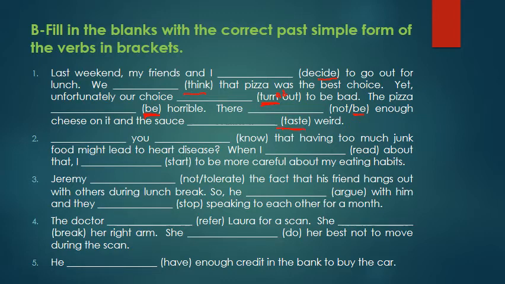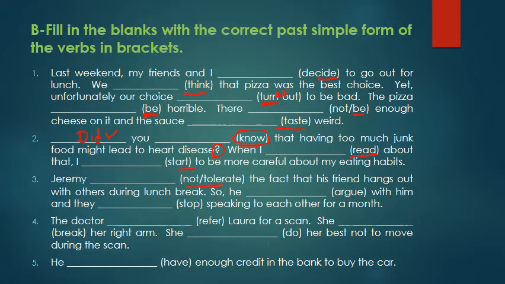Number 2, many of you will tell me, Miss, why are there 2 blanks and there is only 1 word? Of course, we need to add, remember which small verb we need to add at the beginning? Did, it's a past tense. Did you know? And the know remains as it is. You can't say did you knew. Here is the past tense in the did. We can't write the past tense twice. So we say, did you know that having too much junk food might lead to heart disease? When I read, it remains the same, but you just say it differently. When I read about that, I started to be more careful about my eating habits.